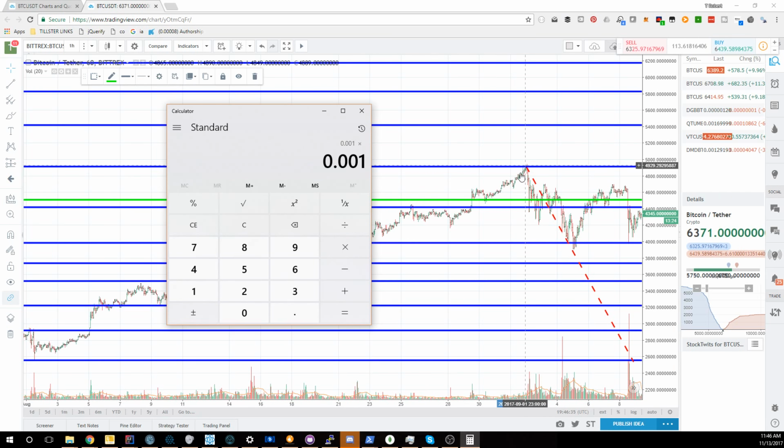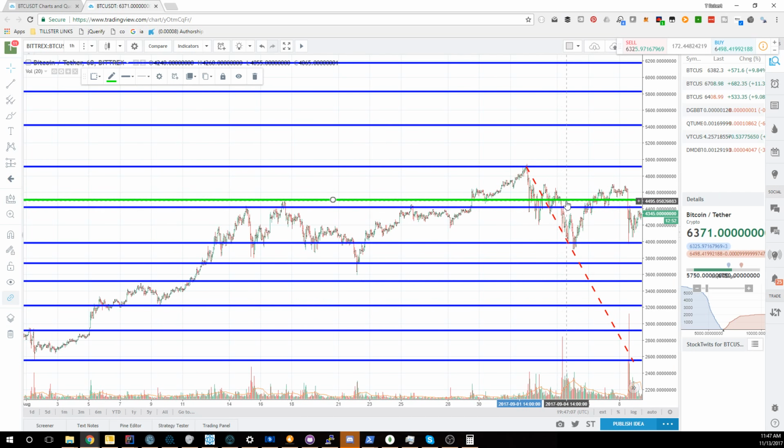Write it down. Write down, 1st of, what is this? September, 1st of September, I would have bought 0.001 Bitcoin at $5,000. Then on the 4th, I would have bought 0.0003 more Bitcoin at 4,400. Then dollar cost average and figure out where your profitability line is.